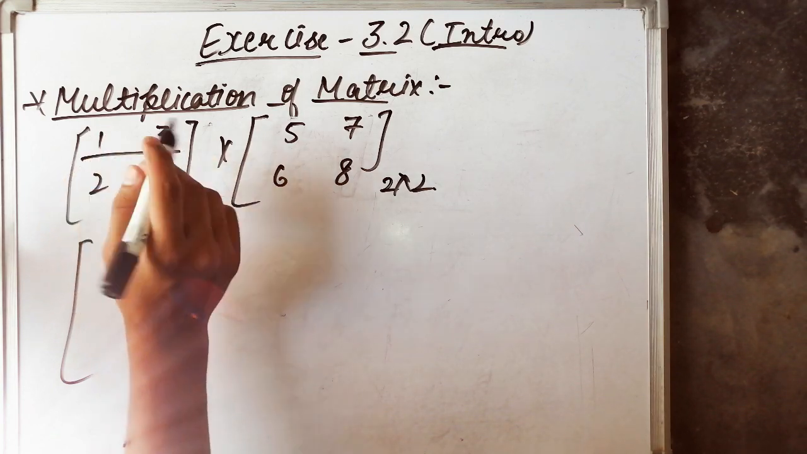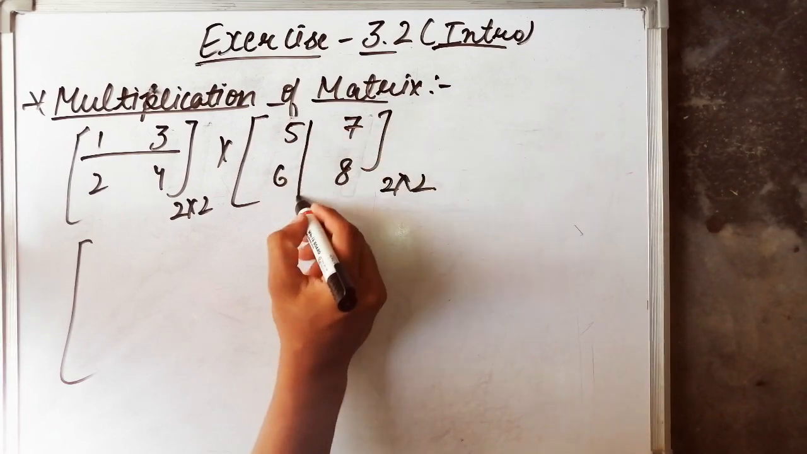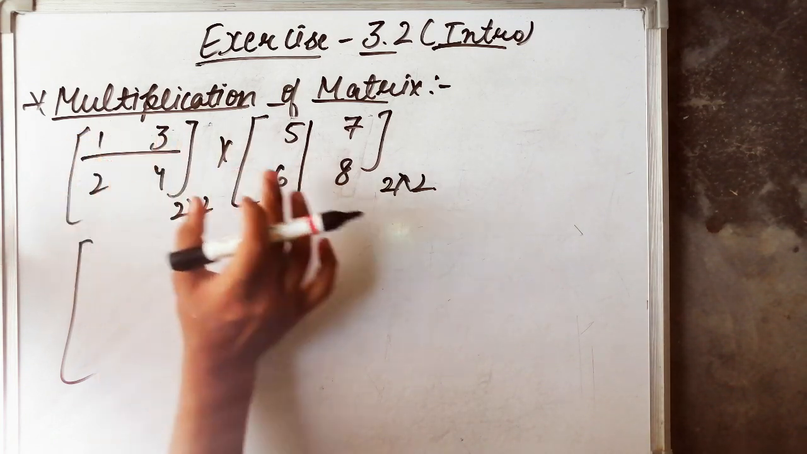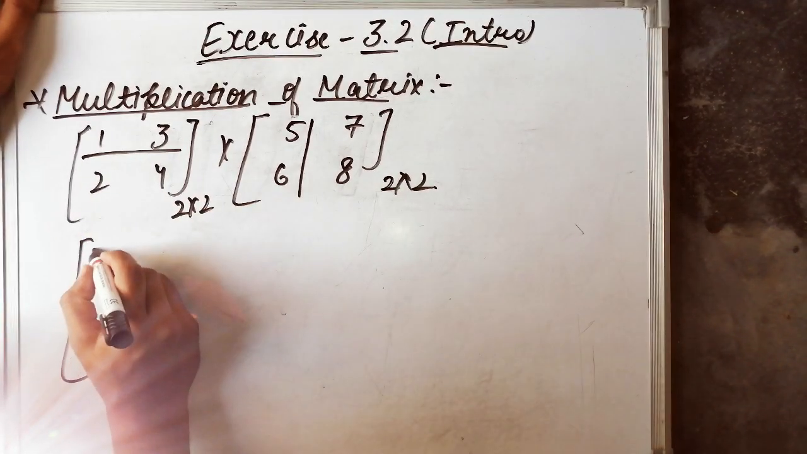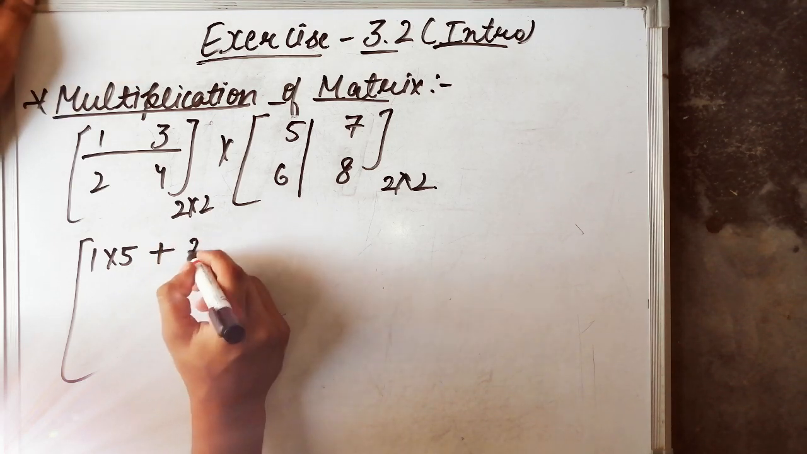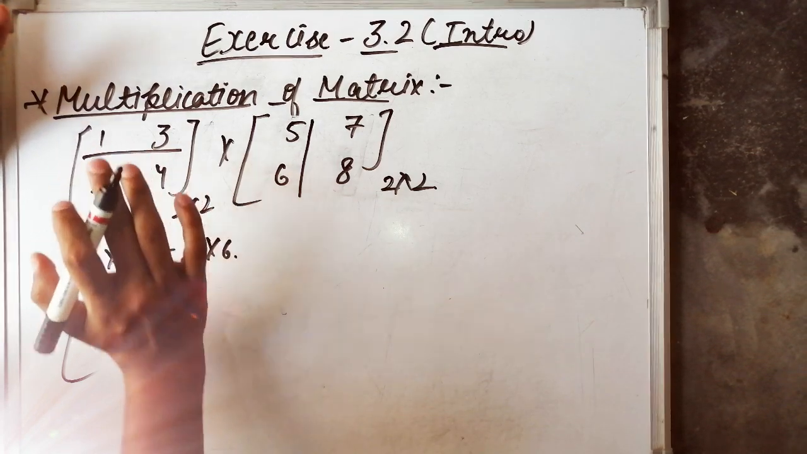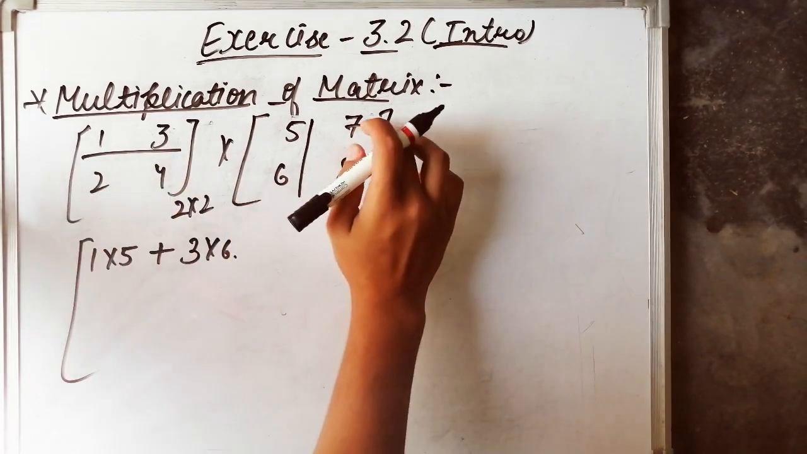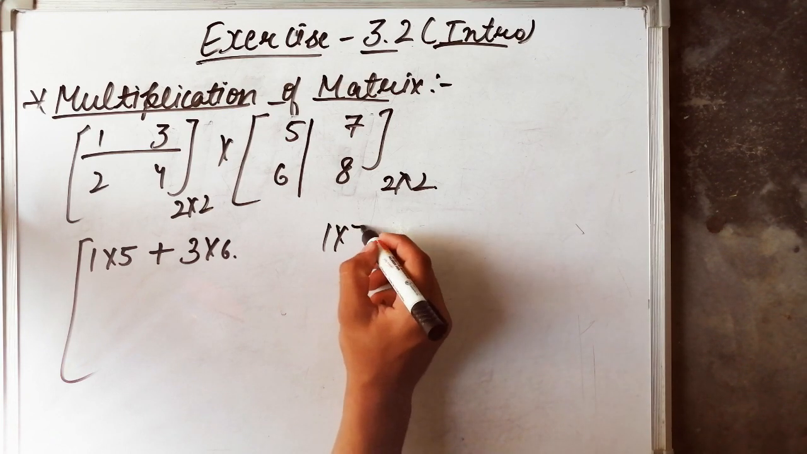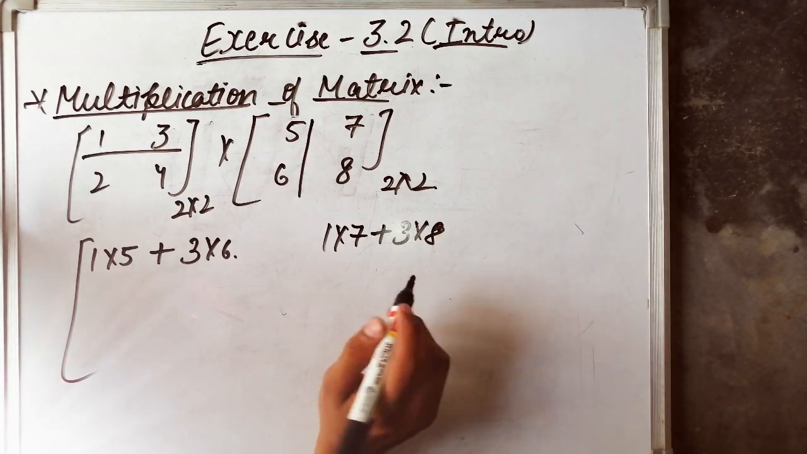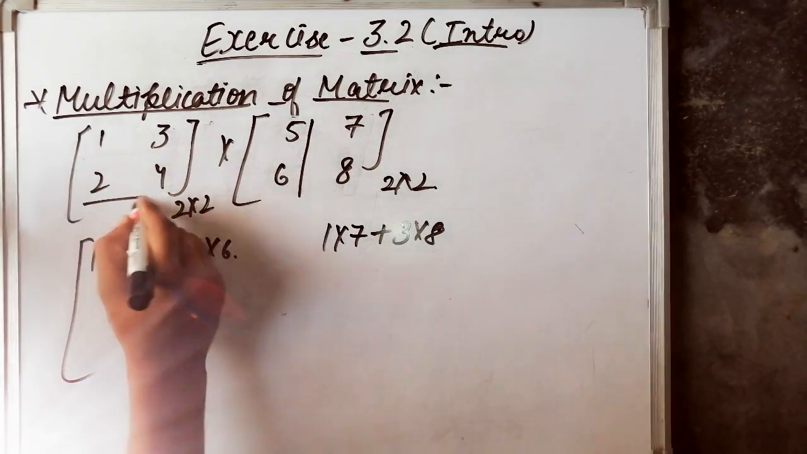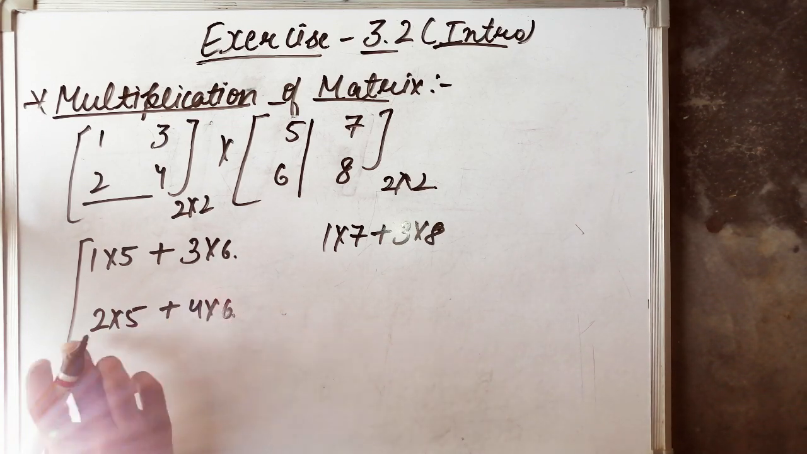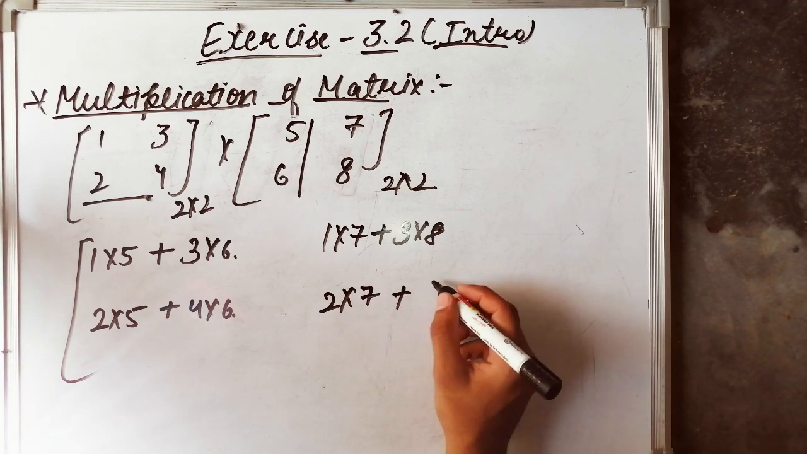First of all, what you need to do is multiply this row of this matrix with the column of this matrix. I'm again repeating what you need to do. First of all, multiply this row of the first matrix with the column of this matrix. See here, 1 into 5 plus 3 into 6. This is what you need to do. And after that, for finding the second element, do the multiplication with these elements, which will be 1 into 7 plus 3 into 8. And now multiply this with this, and after that multiply this with this. 2 into 5 plus 4 into 6, this is the third element, and 2 into 7 plus 4 into 8.